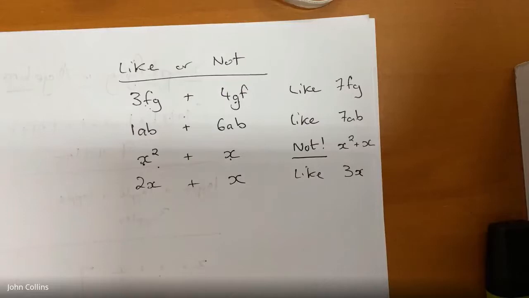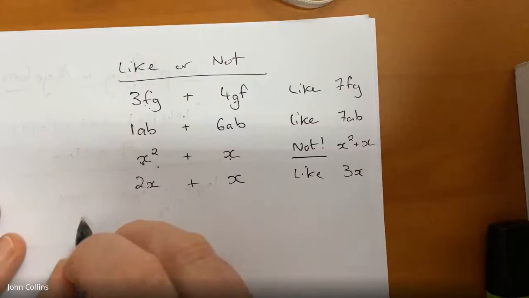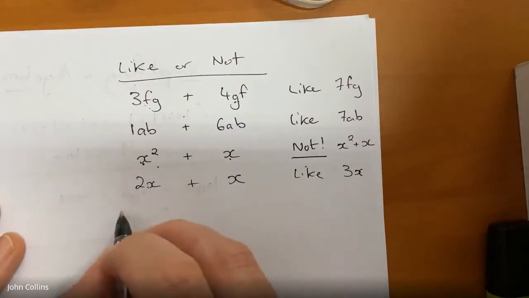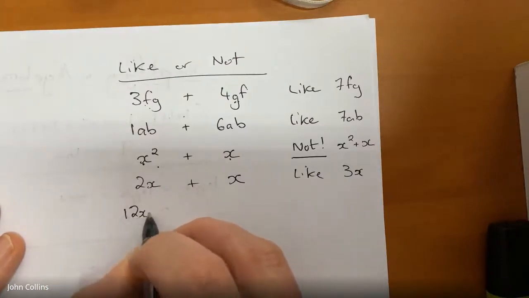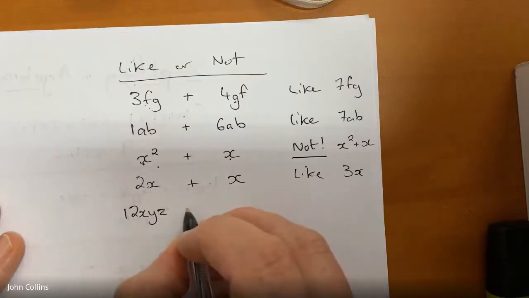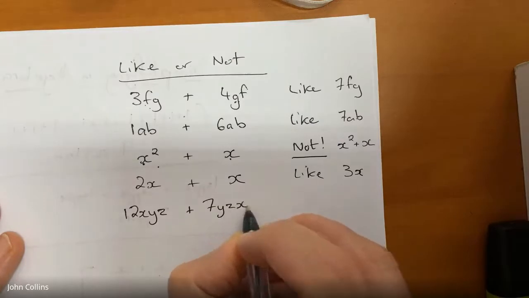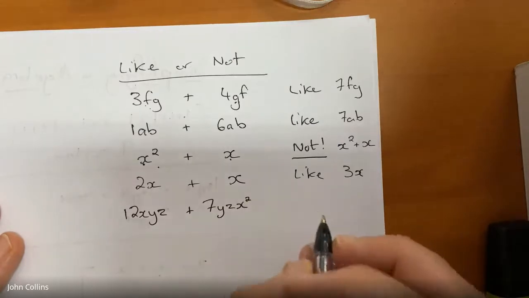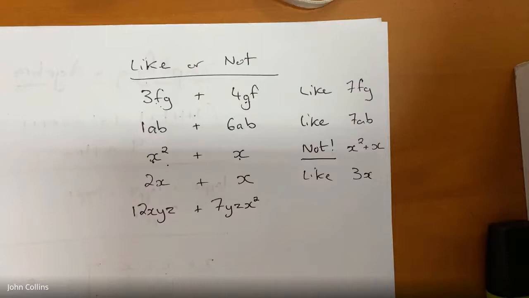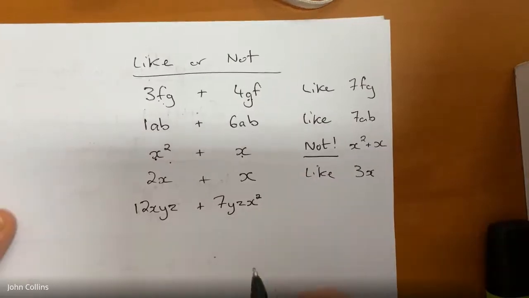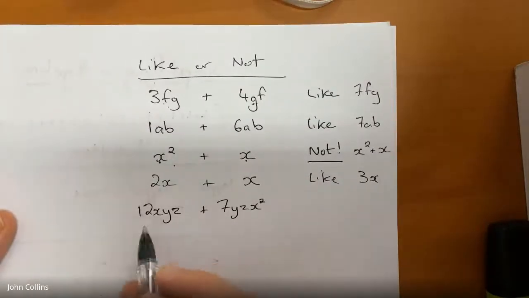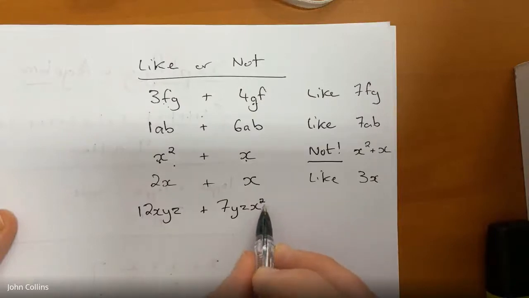All right, let's do maybe a couple more. What about 12xyz plus 7yz x squared? Not. Yes, they're not. They're close because xyz is in them both, but this little squared has messed it up.